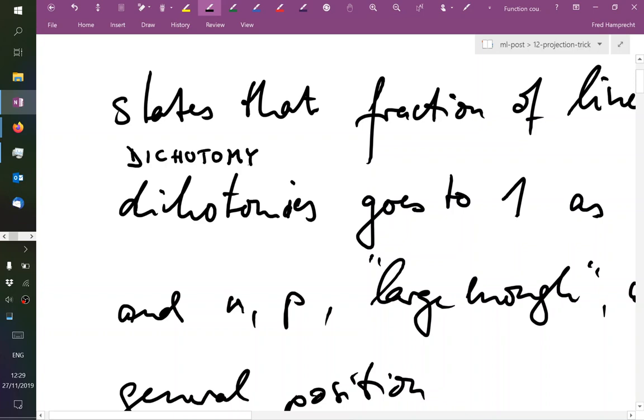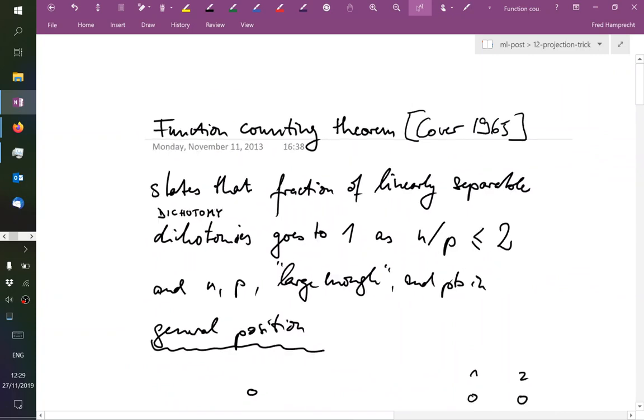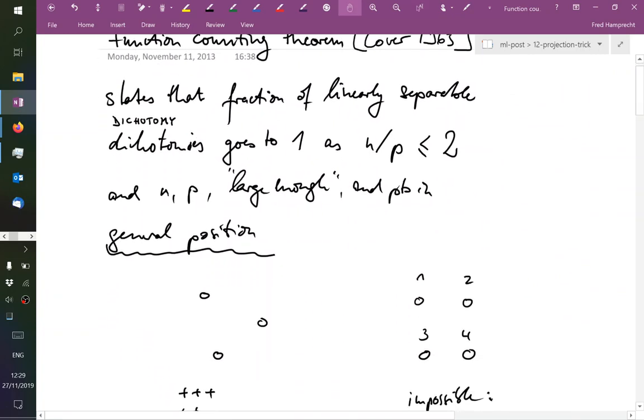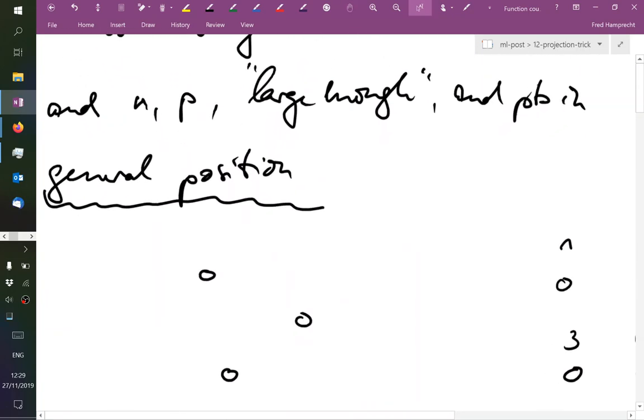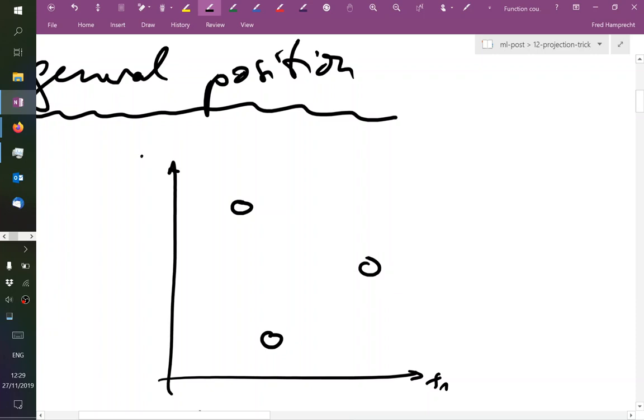What is a dichotomy? It's a way of partitioning your data. So if I have a few points, like say the three points here, I have a two-dimensional space. This is my feature x1. This is my feature x2. And there are now various ways of assigning labels.